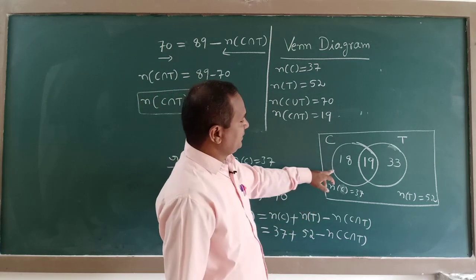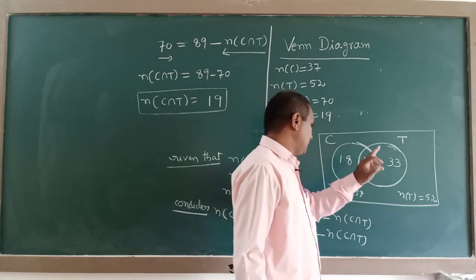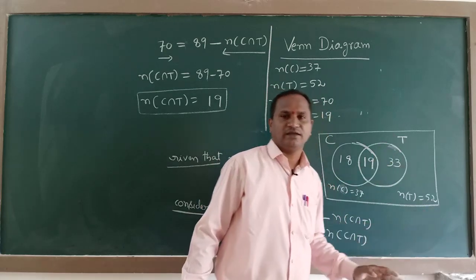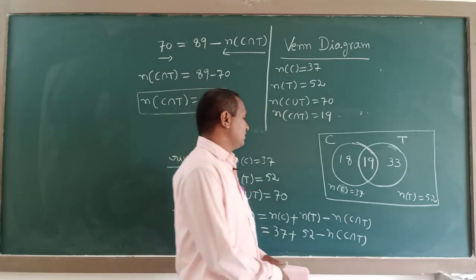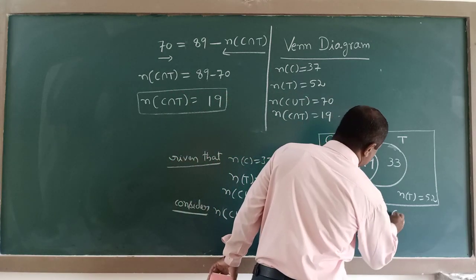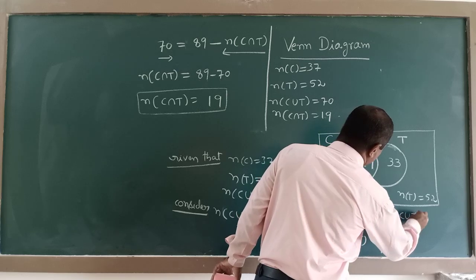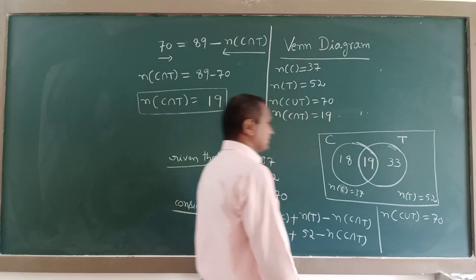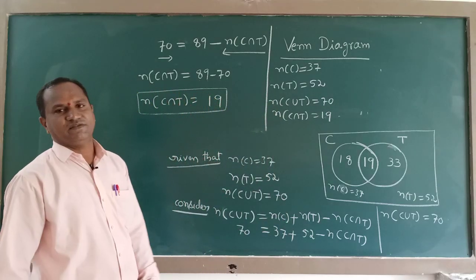See here, 18 plus 19, 37. 37 plus 33, 70. That's what. Finally, we can write here n of C union T is equal to 70.